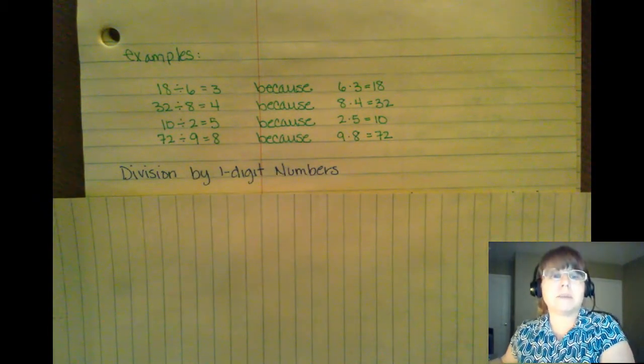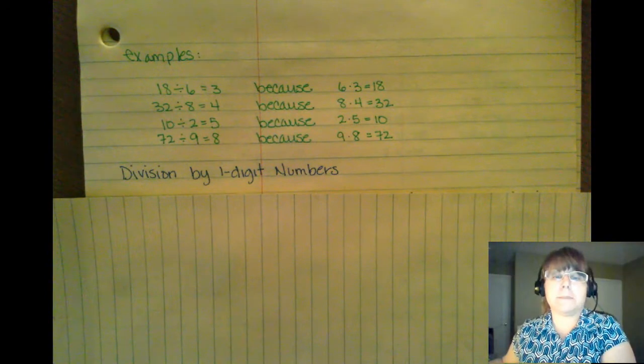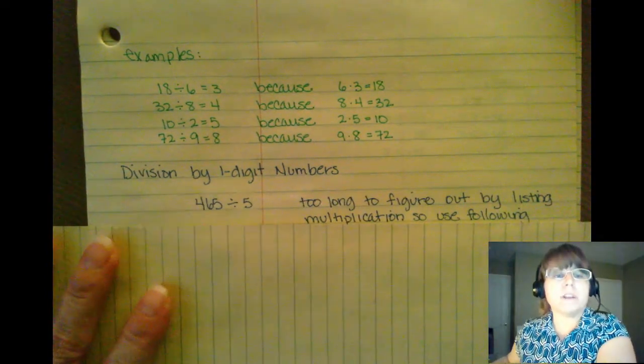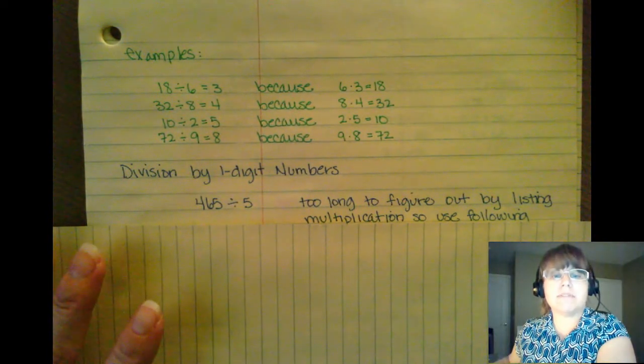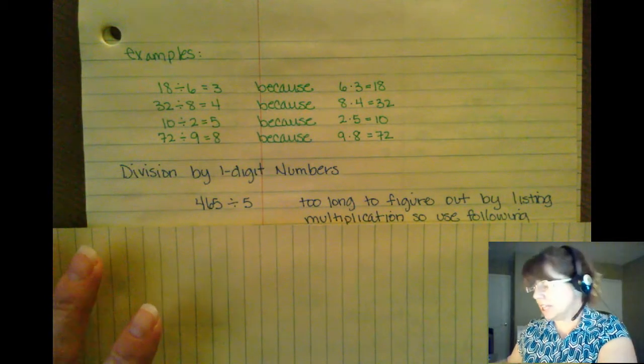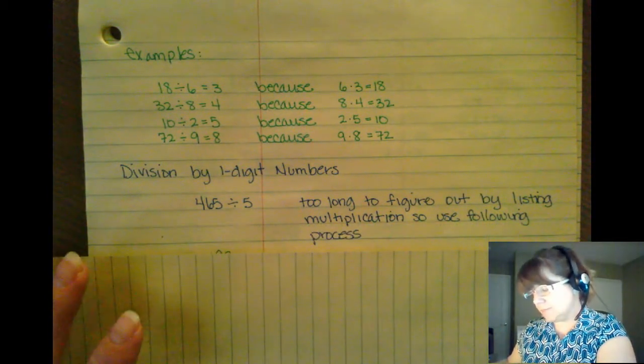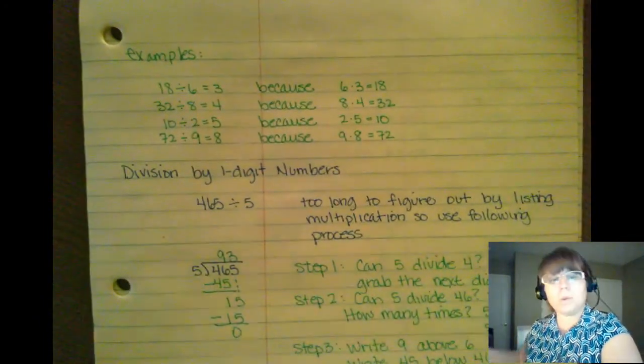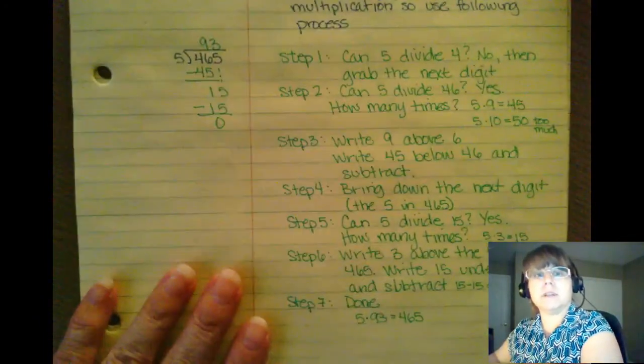So division by one-digit numbers. That is 165 divided by 5. It's too long to figure out by listing all the multiplications, so we use a process. And here's our process. I'm going to show you the whole thing, but I'm going to walk through it step by step.